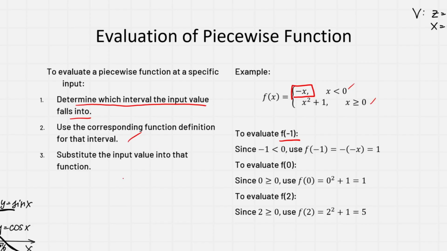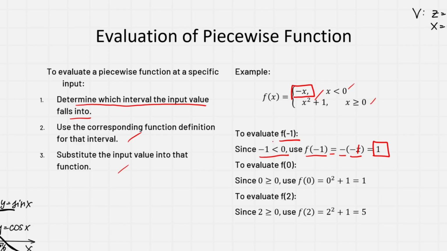Then in step number 3, you just substitute your x value in your sub-function. Since our x is -1 and -1 is less than 0, we will be using this -x sub-function. To evaluate, we have f of -1 equals negative times -1, and the answer is 1. Positive 1.